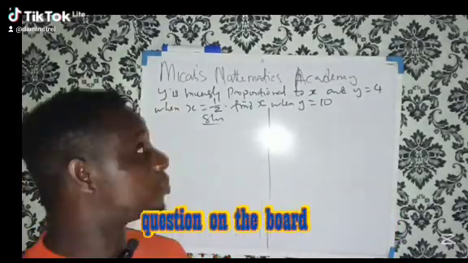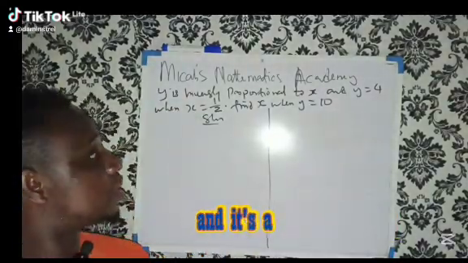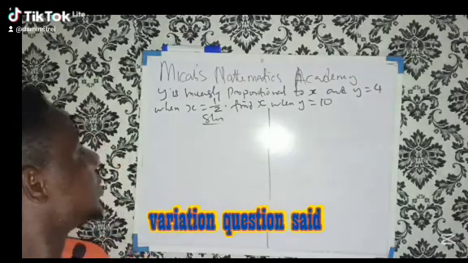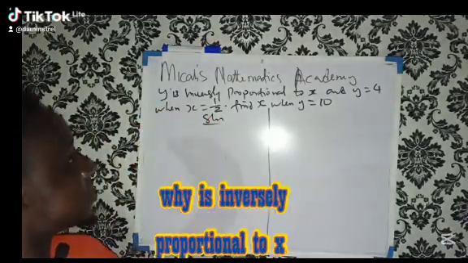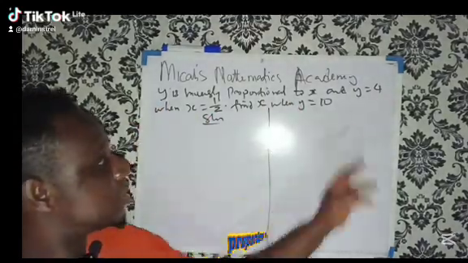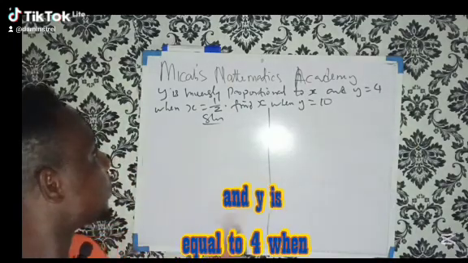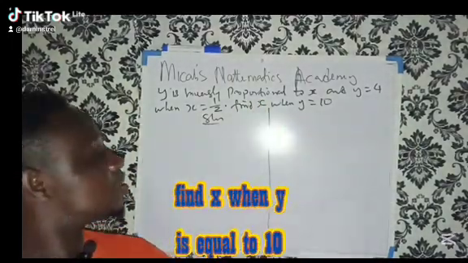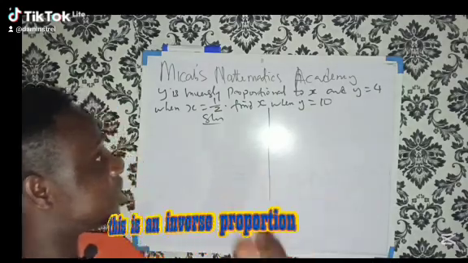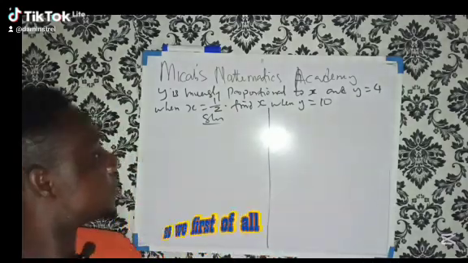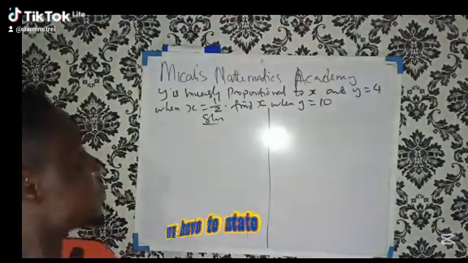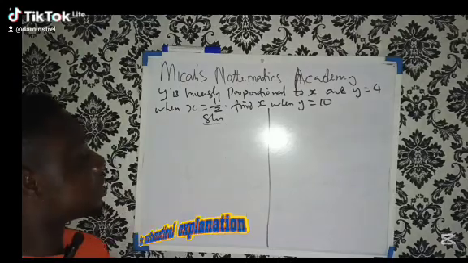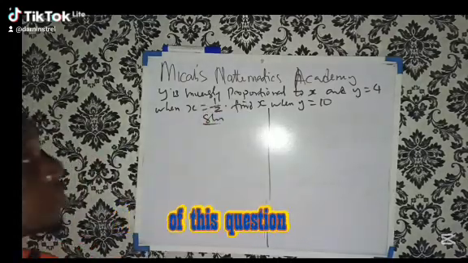Here we have a question on the board and it's a variation question. Y is inversely proportional to x and y is equal to 4 when x is equal to half. Find x when y is equal to 10. This is an inverse proportion. So first of all we have to state the mathematical explanation of this question.